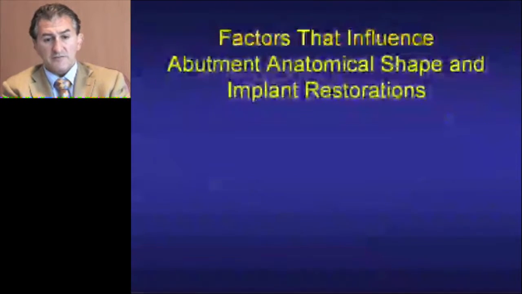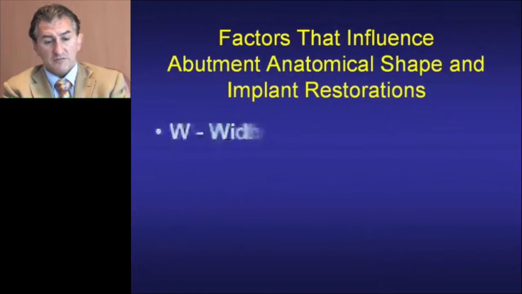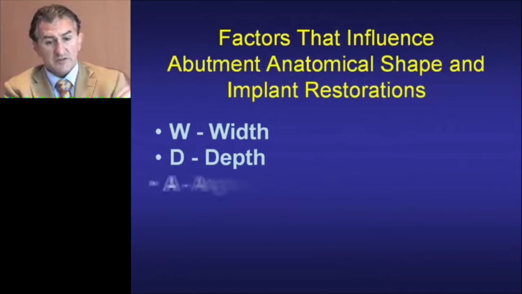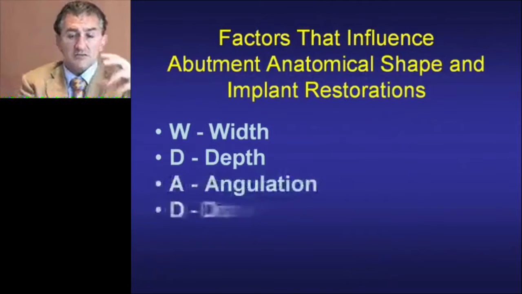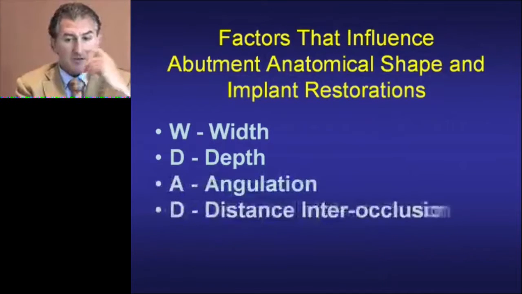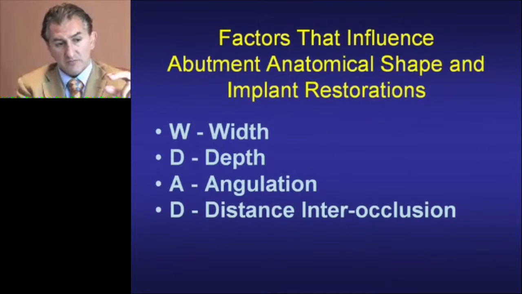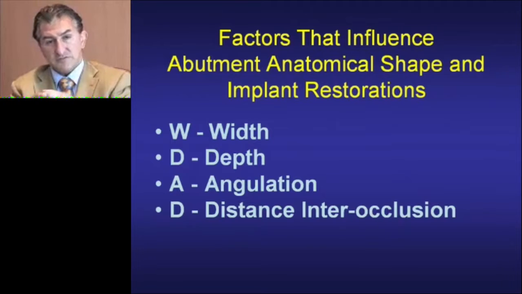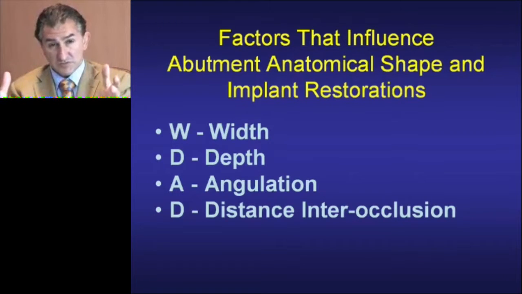The factors that influence anatomical shape are usually the width of the implant, the depth of the tissue interproximally, the angulation of the placement, and the distance of the interocclusal arch. Those factors play a role in choosing the correct abutment. And in the past, where we were choosing the prefab abutments, many times after our restorations were made, the size of the abutment that was chosen compared to the size of the tooth that was restored was a big difference, and there were some food impaction issues.